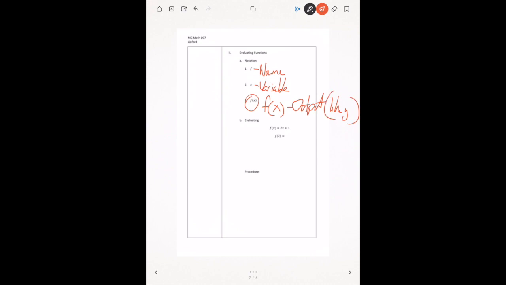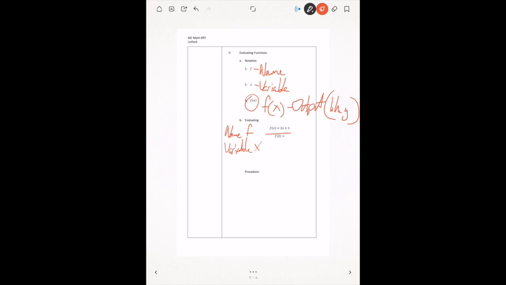This is the output. So if you see this function, we have f of x equals 2x plus 1. The name of the function is f. So if we're talking about a function, right now we'd say, oh, function f, and we know which specific one we're talking about. And the actual function itself is 2x plus 1. And just in case you're wondering, the variable is going to be x. That's the thing that's going to be the variable for us.